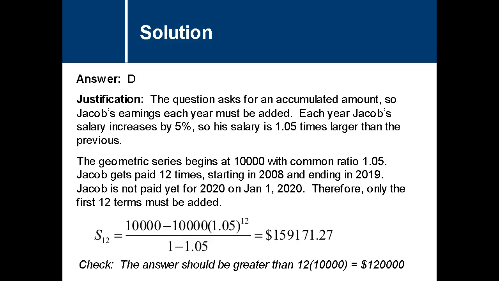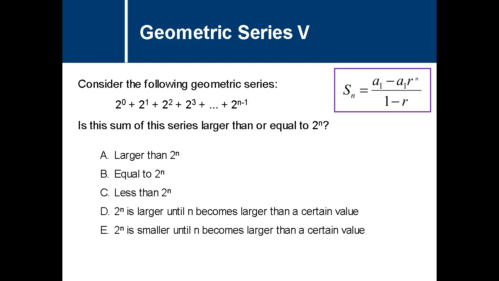And that's my introduction to geometric series. So bottom line on this, you want to know that it's a1 minus a1 r to the n, where r is the ratio of the increase, divided by 1 minus r.